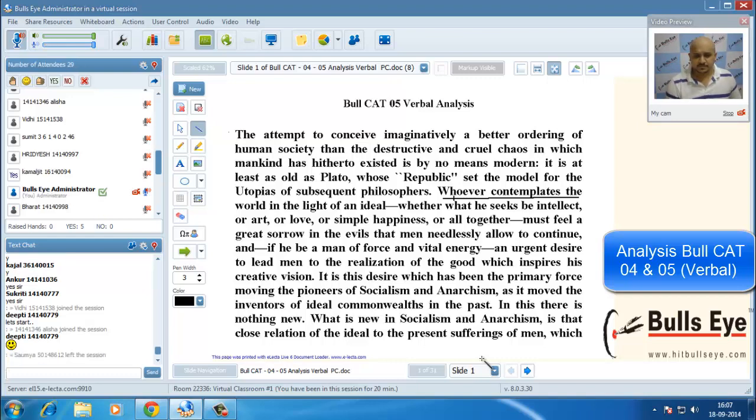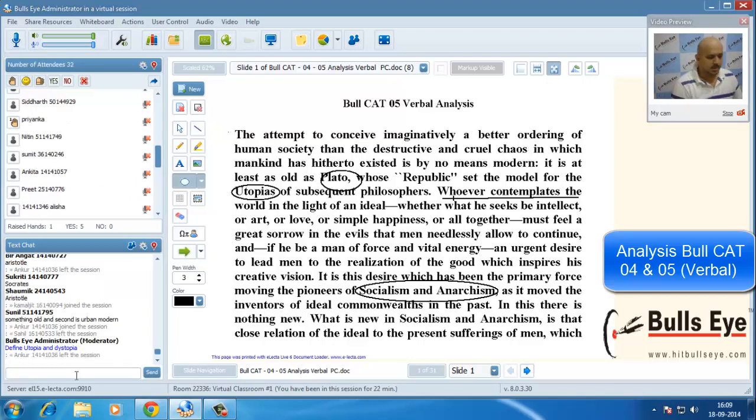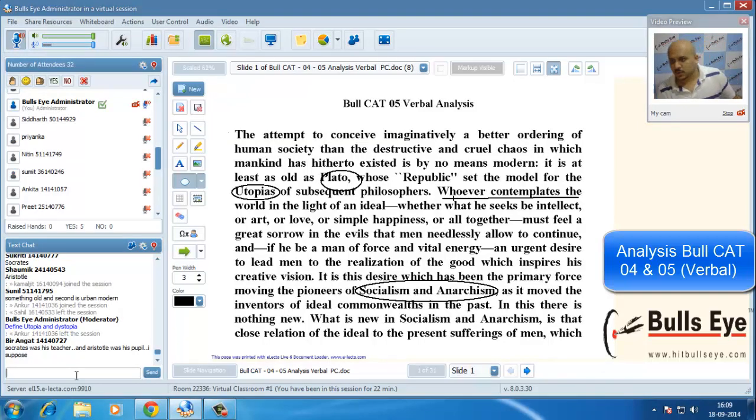Fair enough. Let's begin. Guys, start reading slide number one. Start, and I'll start underlining stuff. Guys, quickly, Socrates was effectively the teacher for Aristotle. He was his teacher, and Birangat, you are absolutely correct with that. Guys, quickly define dystopia and utopia. You've got like 5 seconds and time is already running out.